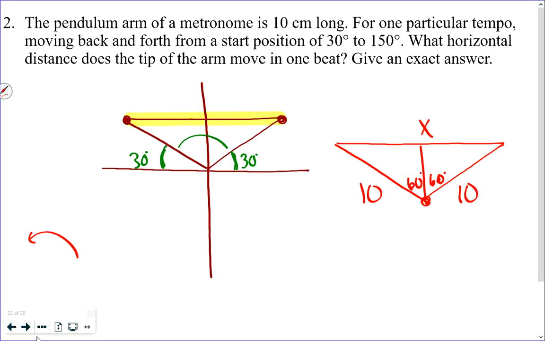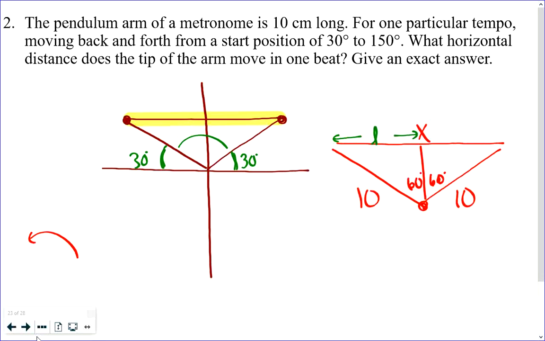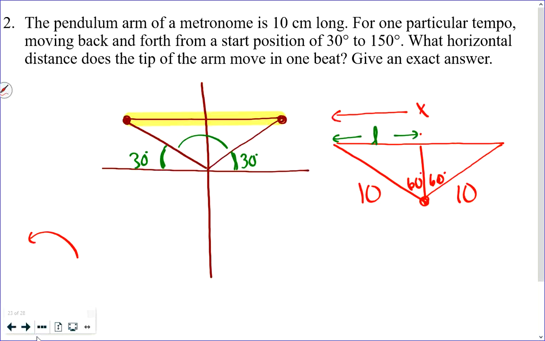So we've taken the words and turned it into a geometry problem. And in my mind, the thing that I would want to do here is use one of these triangles to find L, and then worry about finding X by doubling it because the two triangles are identical.